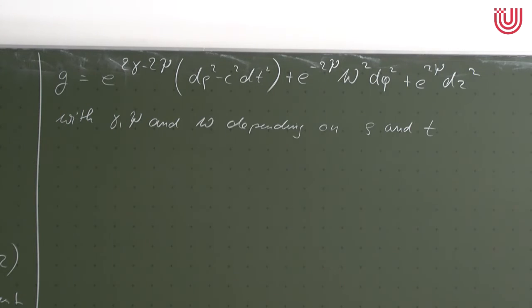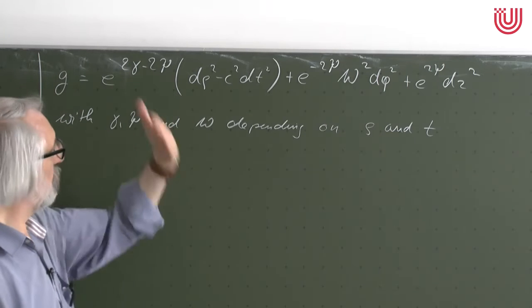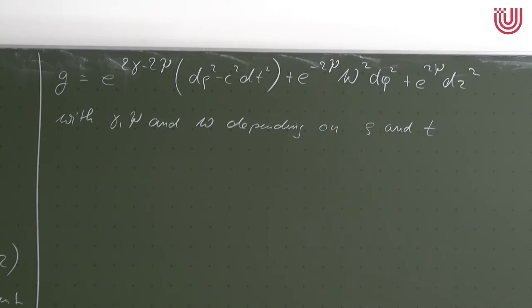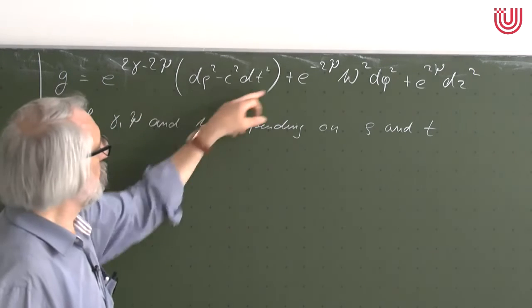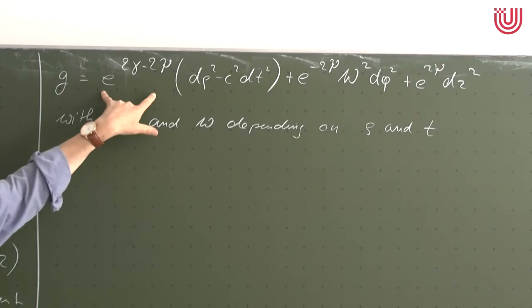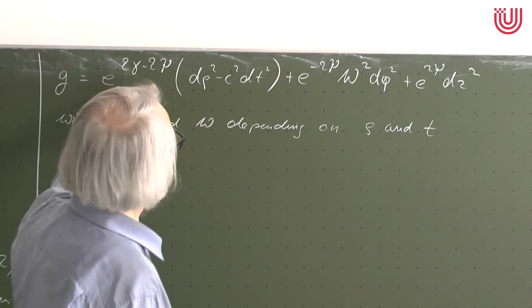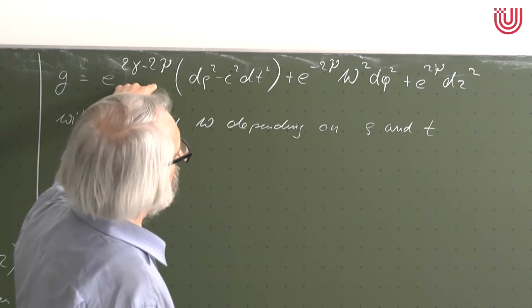Why is it possible to choose the coordinates in such a way? Well, this is a two-dimensional metric. The surface parameterized by rho and t carries a two-dimensional Lorentzian metric, and every two-dimensional Lorentzian metric is conformally flat. It may be written as this flat metric times a factor. That's a general property of two-dimensional metrics. So this is used here, and then we have no other cross terms.